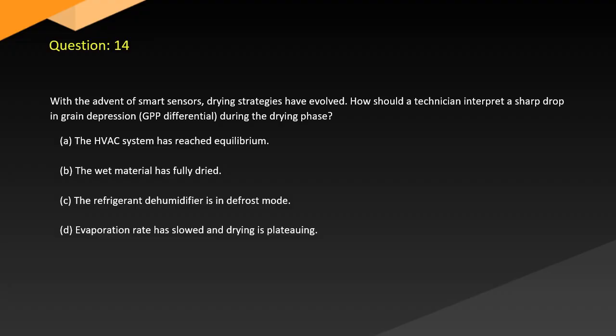Question 14. With the advent of smart sensors, drying strategies have evolved. How should a technician interpret a sharp drop in grain depression GPP differential during the drying phase? A. The HVAC system has reached equilibrium. B. The wet material has fully dried. C. The refrigerant dehumidifier is in defrost mode. D. Evaporation rate has slowed and drying has plateaued.